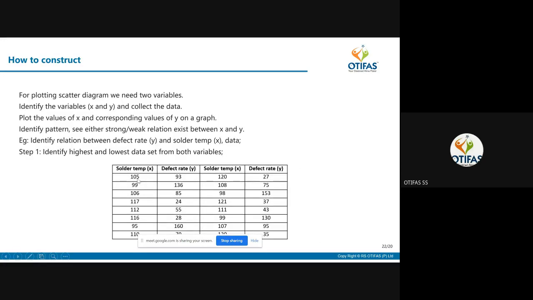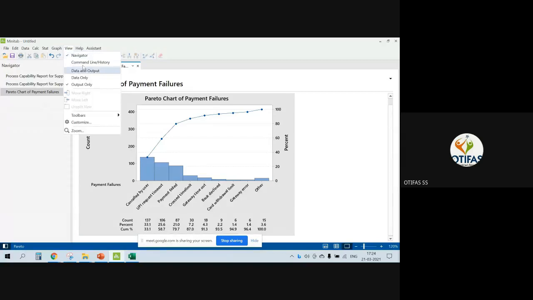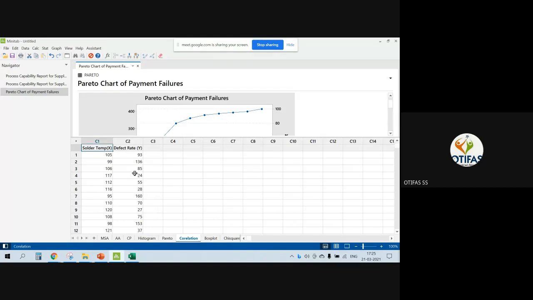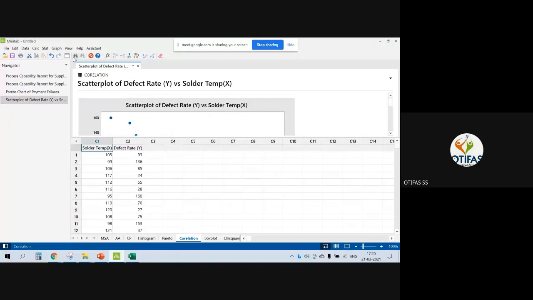Suppose there is a problem-solving approach with solder temperature and defect rate. A team wants to know whether there is a correlation between defect rate and solder temperature. Now, if you do this in Minitab, let's see correlation. If I want to see a scatter plot, we can go to Graph, Scatter Plot. Simple. Now, tell me, I have already written y and x. So, what is the y here? Defect rate, isn't it? Output y, and x is solder temperature.